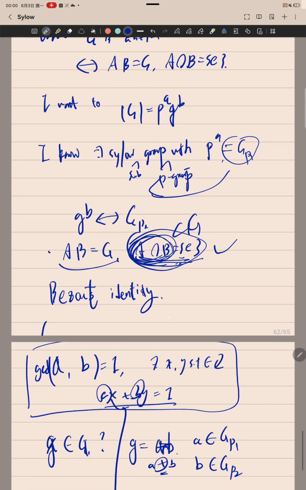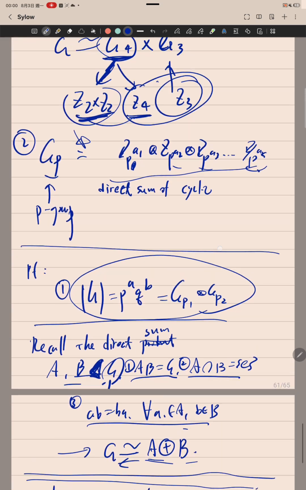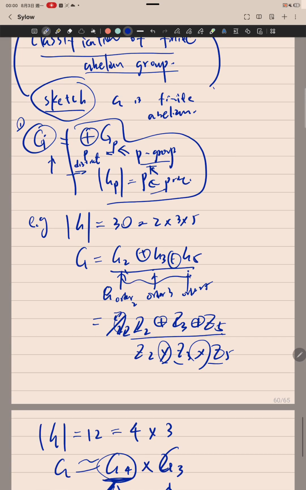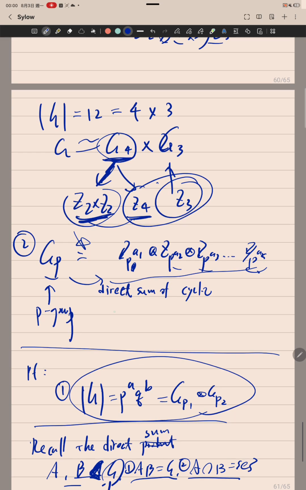Okay. So once you prove this, then you prove that you can separate the group into the P groups. So finally, you need to show that each P group is a direct sum of cyclic groups. And for this part, this is much more technical. So I will leave it for the next videos.